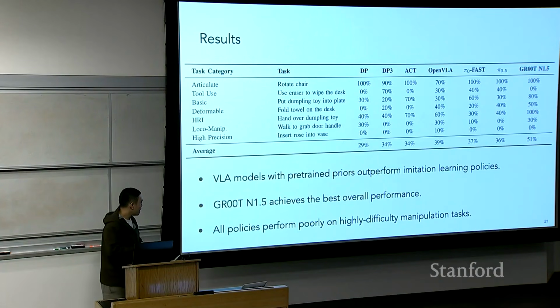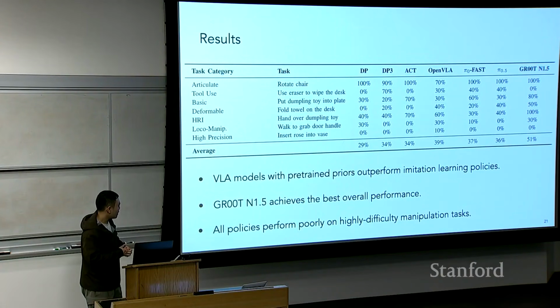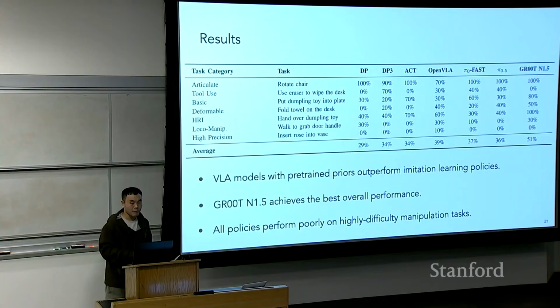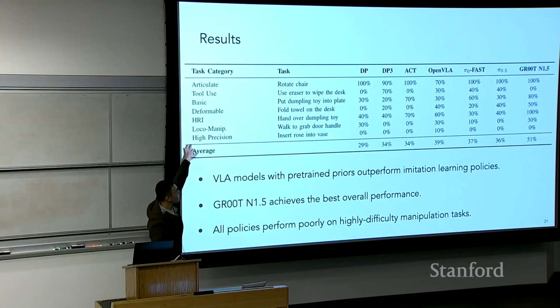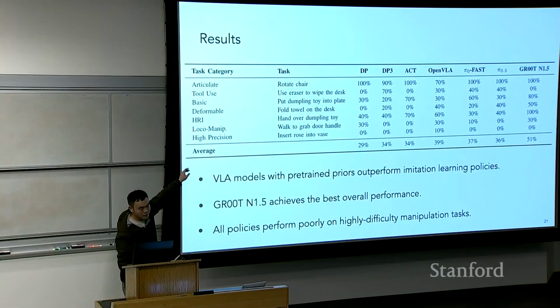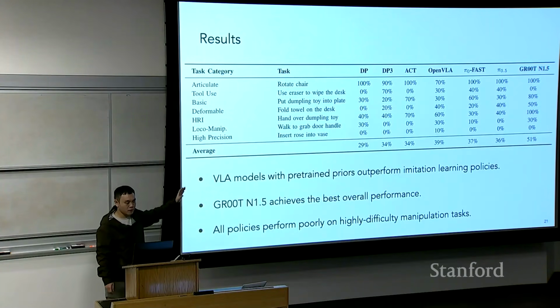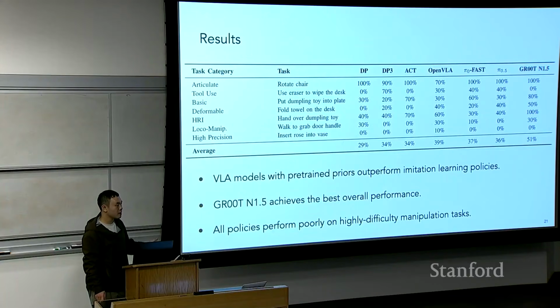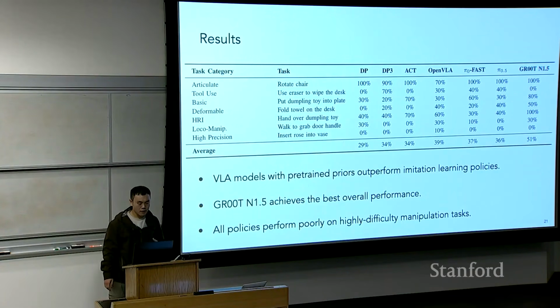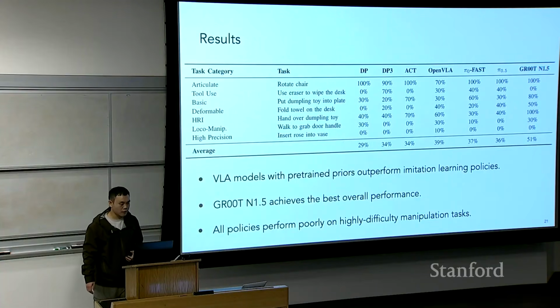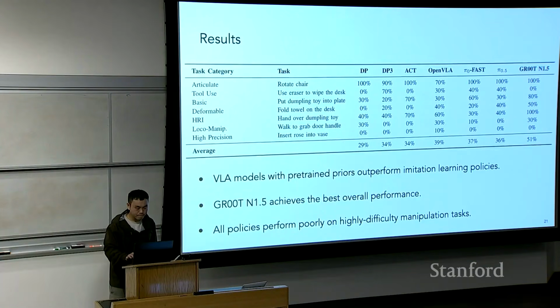And the last bitter lesson is that our policies still perform quite poorly on highly difficult manipulation tasks, such as the last one. And as you see, all the existing methods pretty much failed all of the tasks. So that means there's still huge room for improvement. More research needs to be done in this field.